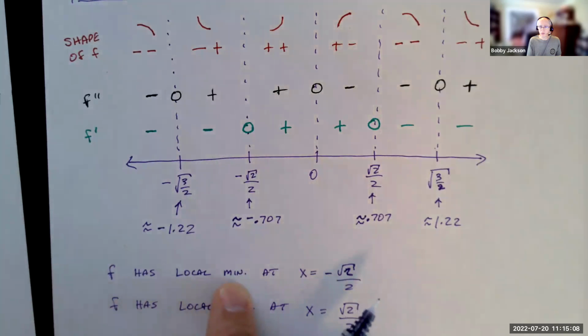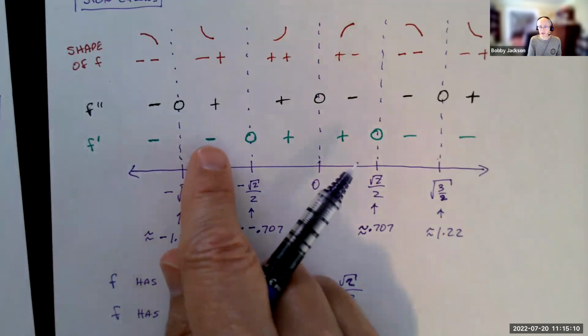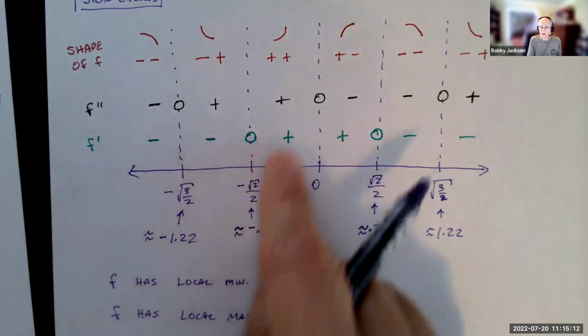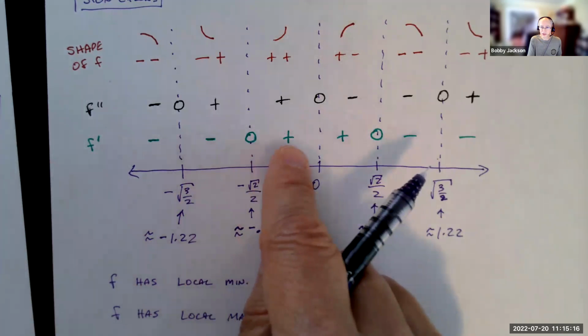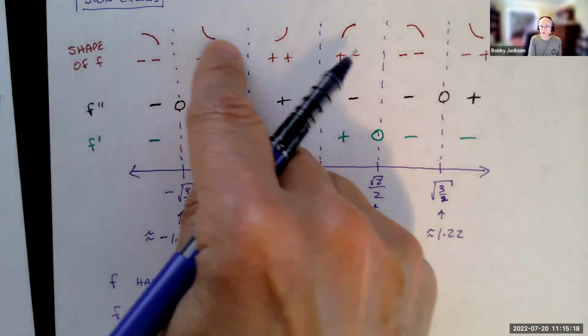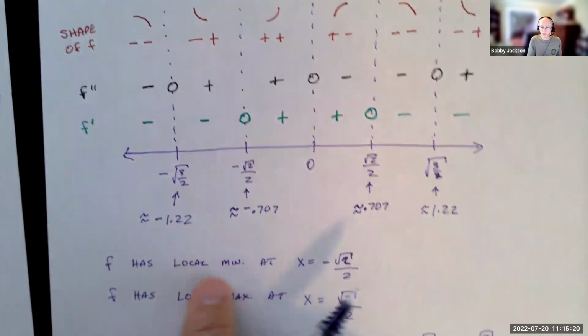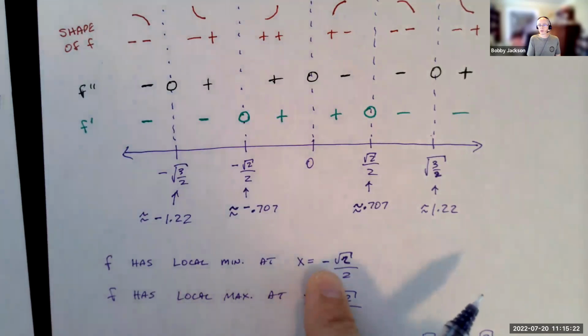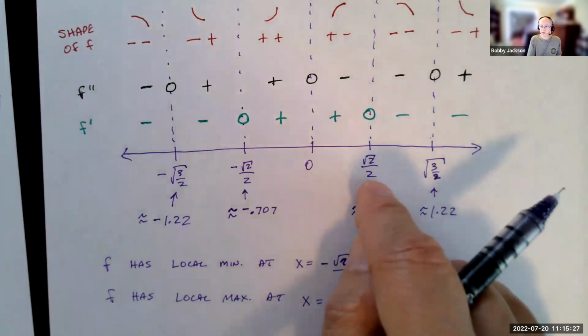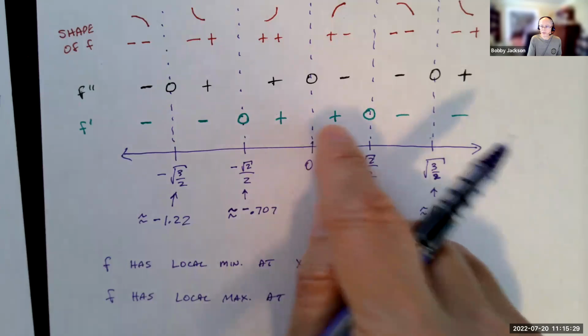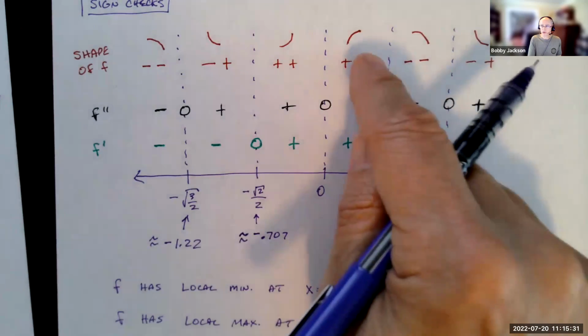It has a local min where, by the first derivative test, we change from negative to positive at negative square root of 2 over 2, right? Decreasing to increasing for the function. You can even see it right here. We've got a local min at x equals negative square root of 2 over 2. The first derivative changes sign from positive to negative at square root of 2 over 2. So we have a local max there.